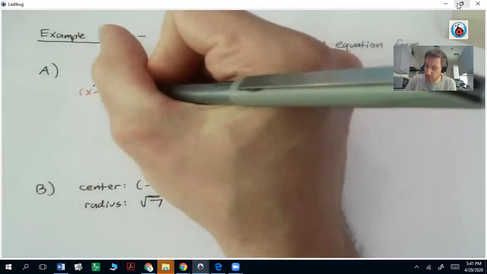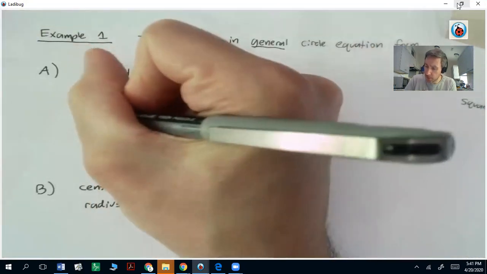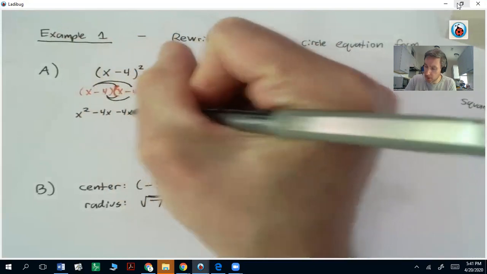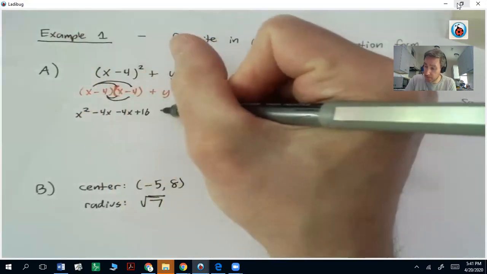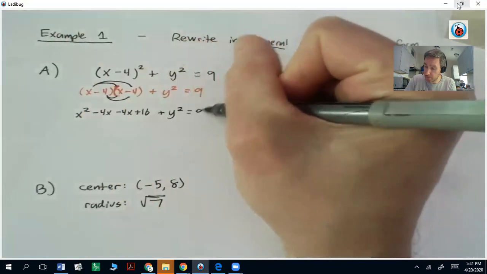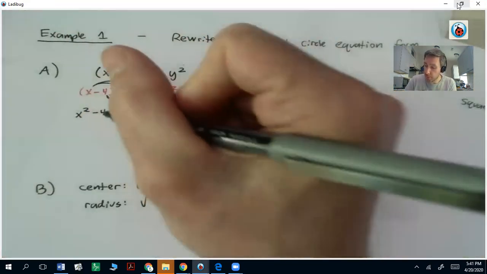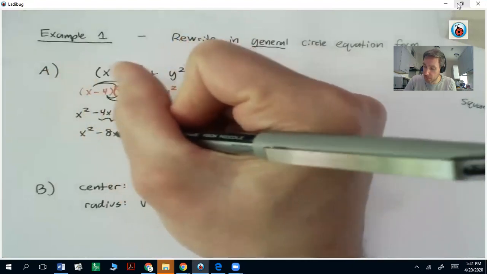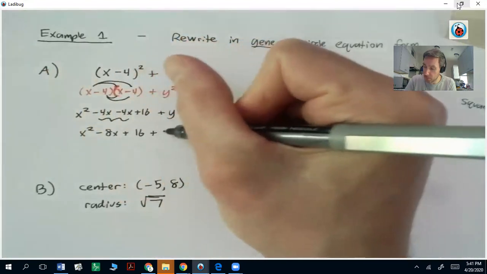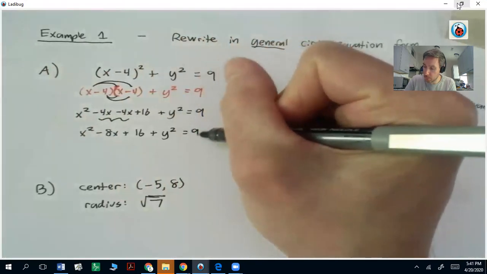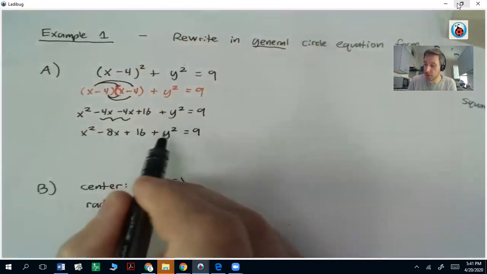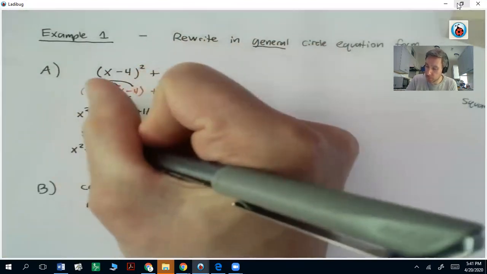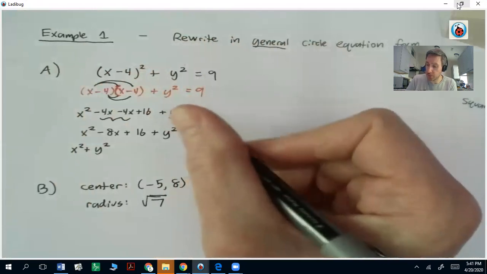Multiply these out. That's going to give you x squared minus 4x minus 4x, and then plus 16 plus y squared equals 9. Combine your 4x's, so that's going to be negative 8x, and let's do some rearranging. So we want the x squared and y squared first. Then we want our x and y terms separately.